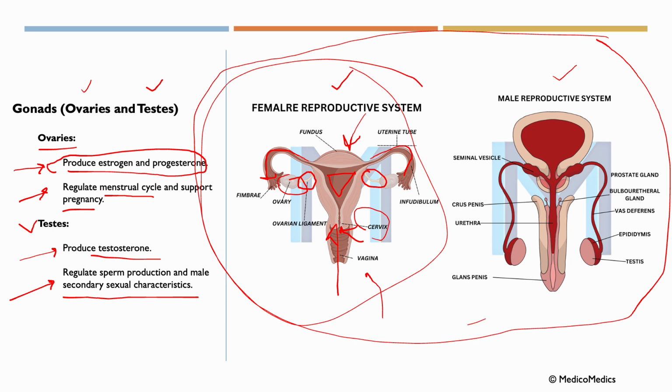And what about the male reproductive system? So we have the testes, we have the epididymis, a well-known vas deferens, we have the prostate gland, we have the seminal vesicles, we have the urethra, etc.